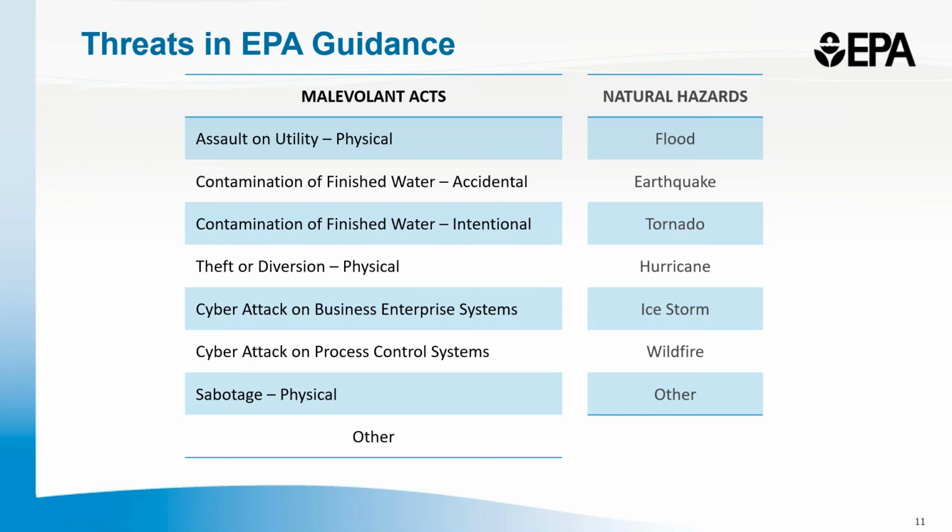There's the malevolent acts or intentional acts on a water system that can be physical, accidental, or cyber, as well as natural hazards, floods, earthquakes, tornadoes, ice storms, wildfire, and other such hazards.